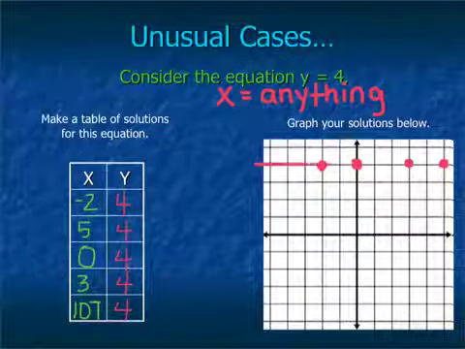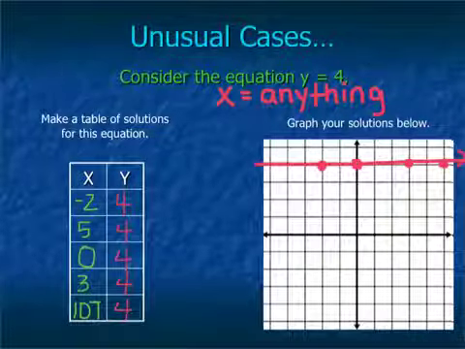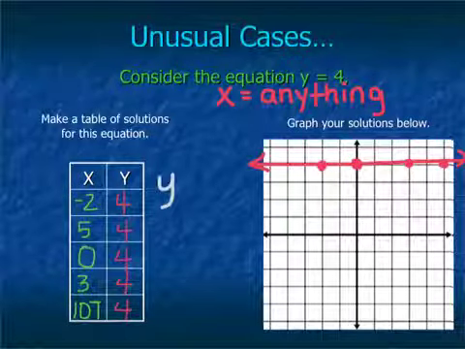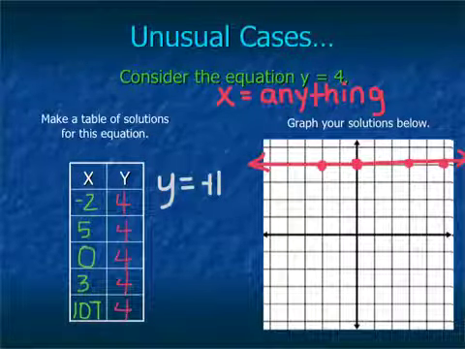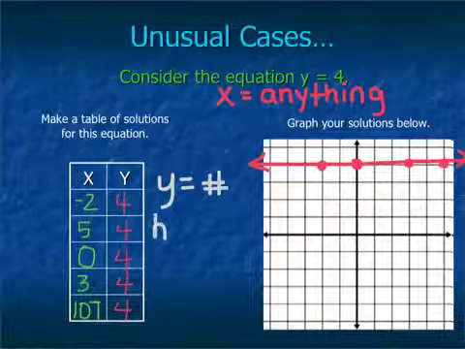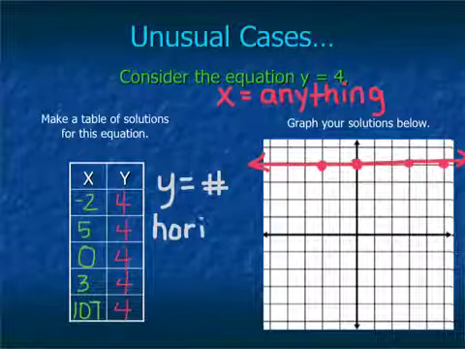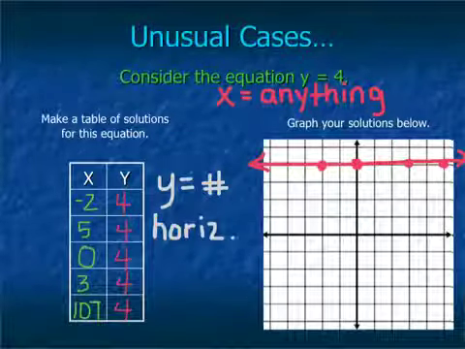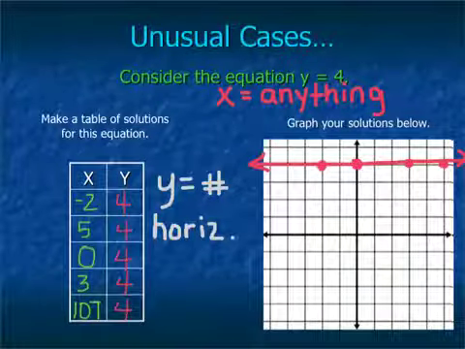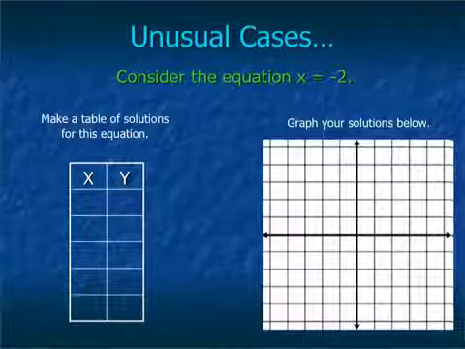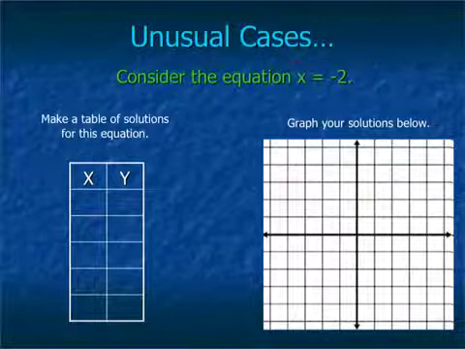Okay. So hopefully what you're taking away from this is anytime you have a line that's y equals something, y equals a number, it's going to be a horizontal line. Okay, y equals a number is always going to be a horizontal line. Weird one. Now let's look at the equation x equals -2.